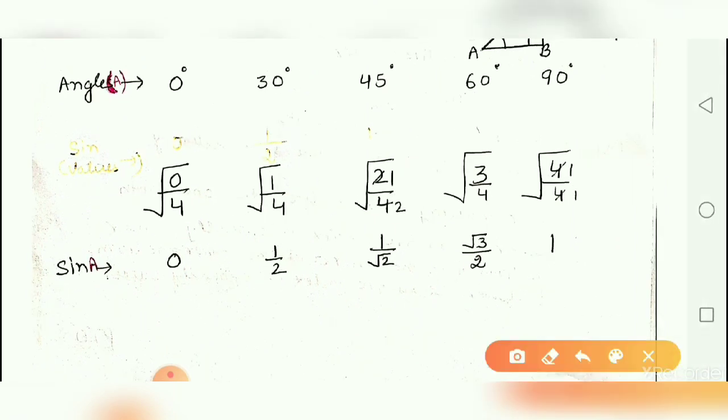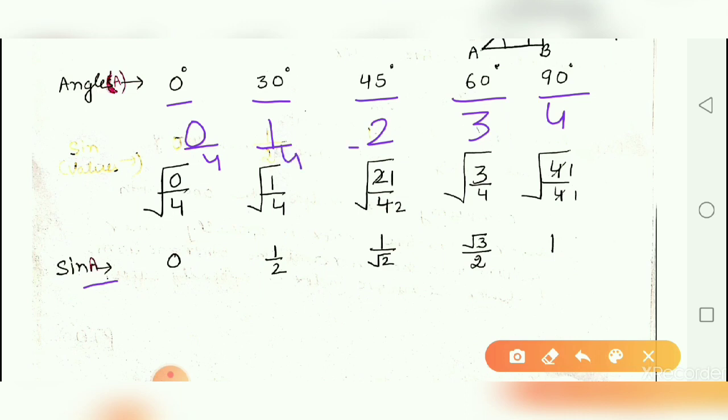Now here are some angles: 0 degree, 30 degree, 45 degree, 60 degree and 90 degree. How to find the values of sine of these angles? First we will write, counting from 0, 1, 2, 3, 4, and divide it by 4. And then we will take the square root of the same.